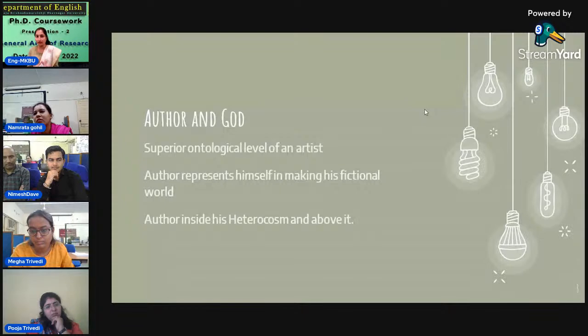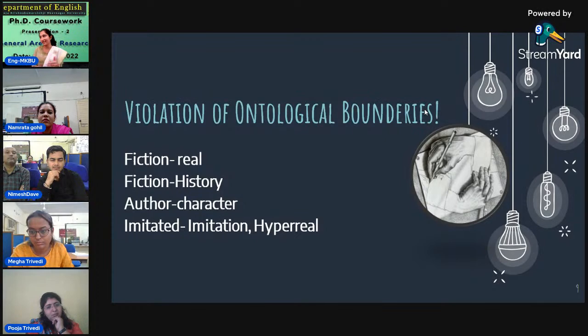Now, this is postmodernist fiction, where boundaries are blurred or violated, means boundaries are broken, boundaries of these two worlds, the fictional world as well as the real world or history. So it believes that there was no ontological grounding of any universe, and that's why they don't believe in keeping the boundaries. Till modernist fiction, you have noticed that there is a clear demarcation, a clear difference between these two worlds, the fictional and the real. But here you find that fiction and the real are merged in such a way that we cannot separate them.